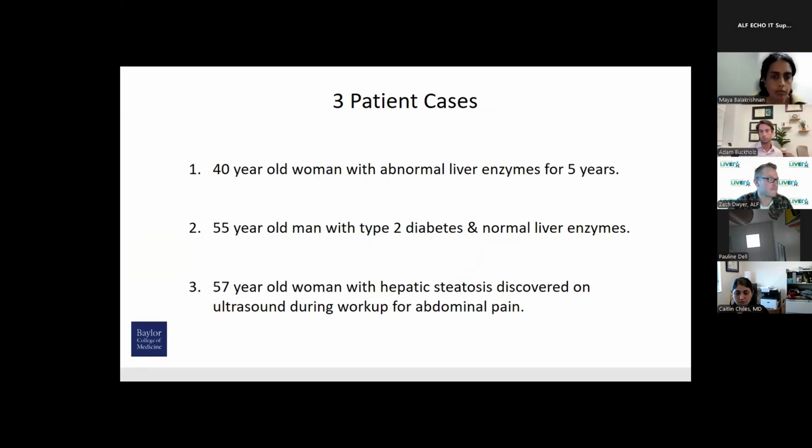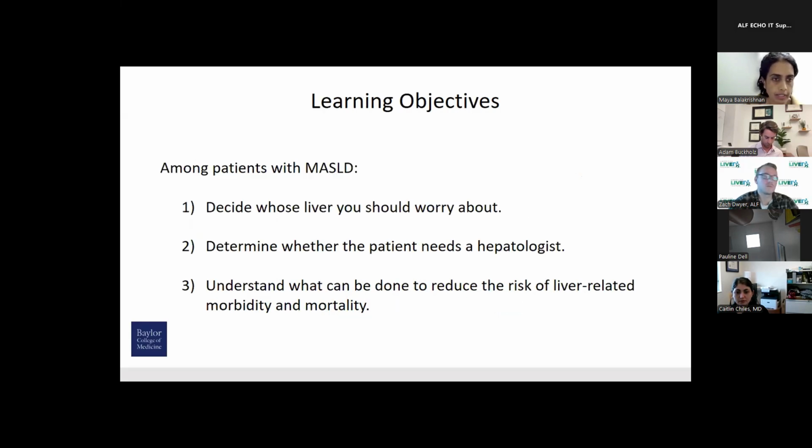So we're going to navigate 3 cases, pretty typical cases that'll come through your practice, and talk about how to stage each of these cases and how to approach treatment based on the stage of MASLD these patients have. The first is a 40-year-old woman with abnormal liver enzymes for 5 years. Second, a 55-year-old man who has type 2 diabetes and historically always normal liver enzymes. And third, a 57-year-old woman with hepatic steatosis discovered incidentally.